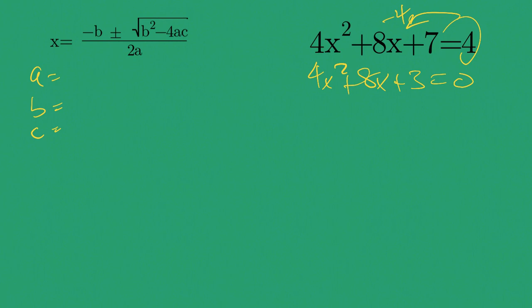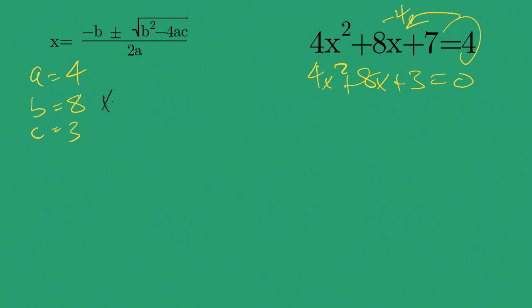Okay, what's the value of A? 4. Good, 4. B? 8, good. And C? 3. Perfect. Have to be able to identify those correctly. Okay, once you identify A, B, and C, let's shove all that junk into the formula.